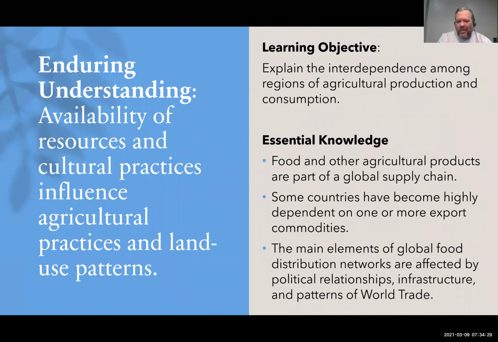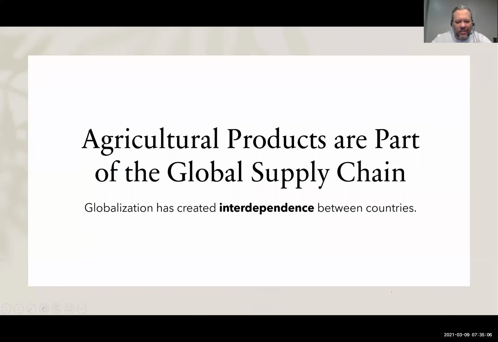These are some of the things that we'll be looking at. The global supply chain, we have talked about that. Sorry, I have a pen issue here. In the global supply chain, some countries become highly dependent on export commodities. And remember, a commodity is just like a natural resource. So if you're a coffee grower, that would be a natural commodity that you might be relying on for exports. And the main elements of global food distribution networks are affected by political relationships, infrastructure, and world trade. All right.